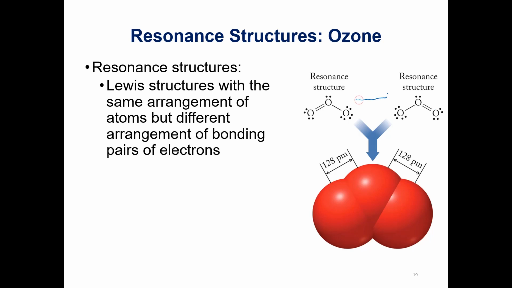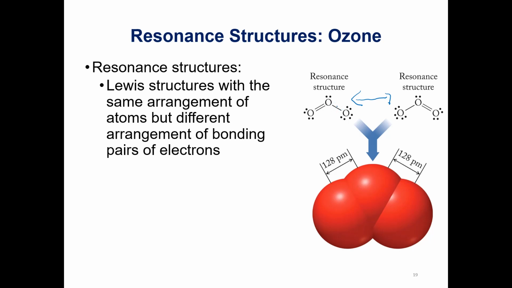Actually, both of these structures are correct, and we typically put an arrow between them to show that these are resonance structures. They're Lewis structures with the same arrangement of atoms, but just a different arrangement of the bonding electrons. So we just move where the double bond is. In actuality, if you were to calculate bond lengths for ozone, which there are ways of doing that we're not going to get into here, you find out that these bonds are exactly the same length.